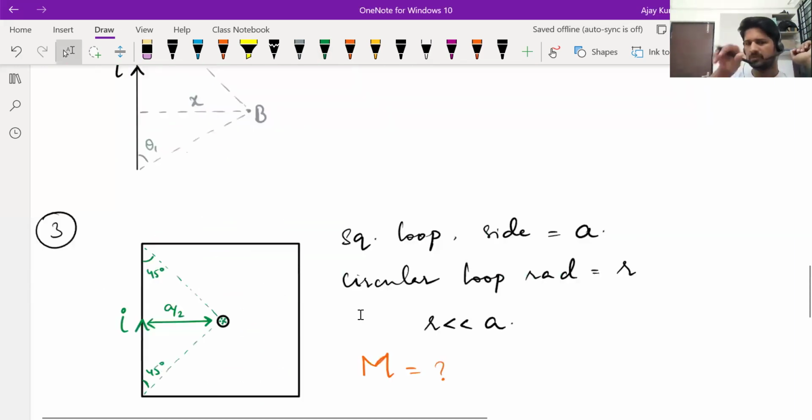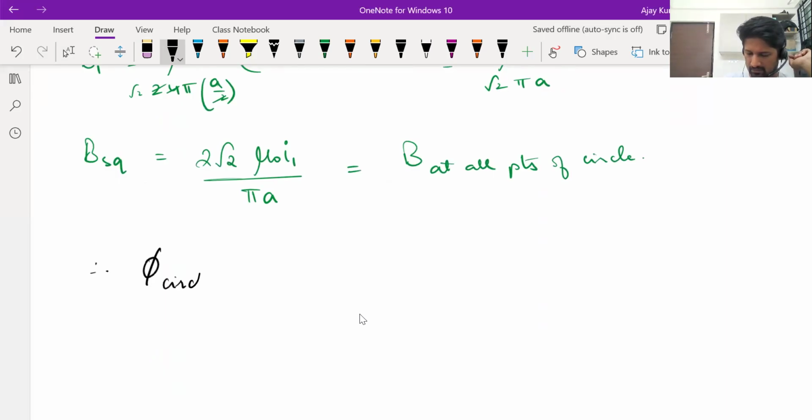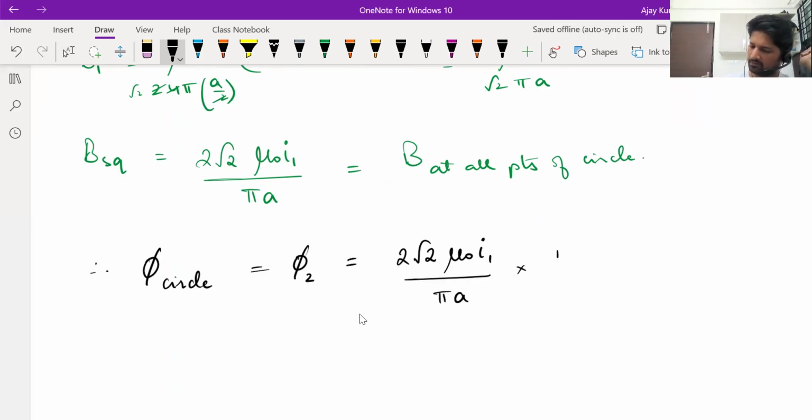And in the square, let's assume the current is flowing clockwise, then magnetic field will be inwards. Circle's area vector will also be perpendicular to your screen. So angle between magnetic field and area is 0. Therefore, the flux in the circle, you can call it the flux in the second coil, is the magnetic field that exists in that region multiplied with the area of the circle, pi r square. That's all. And if you want their mutual inductance, do phi 2 divided by I1.